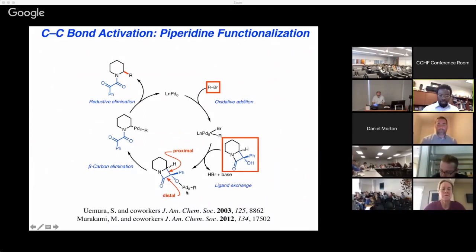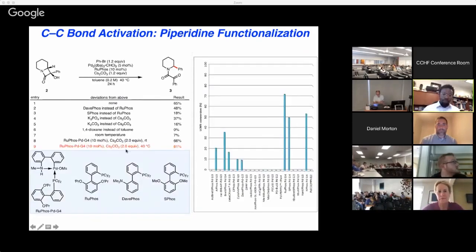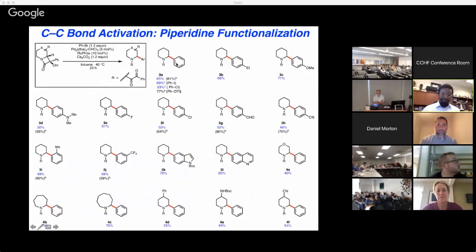And so it turns out, depending on the choice of ligand on palladium or even the metal, one can drive this toward the proximal cleavage or the distal cleavage, and ultimately, for our purposes, we wanted the proximal cleavage. And so we've screened a number of complexes and ultimately arrived at this RuPhos Pd G4 as the best complex to enable us to arrive then at the cross-coupling of the alpha position.